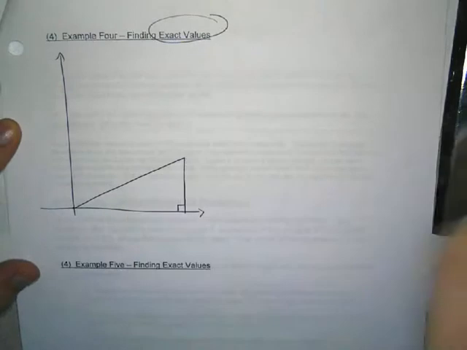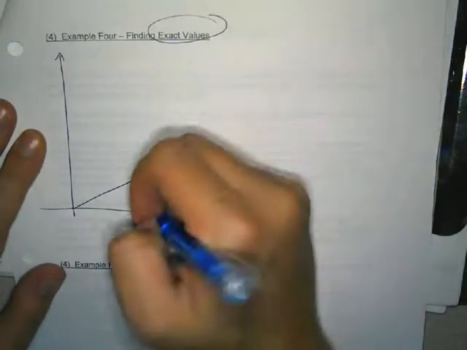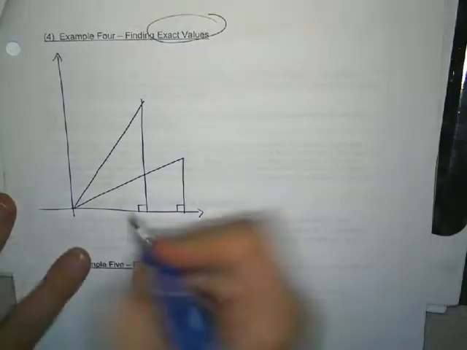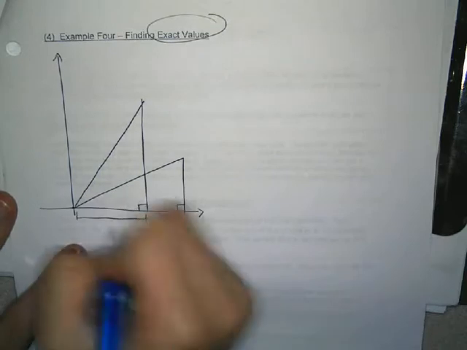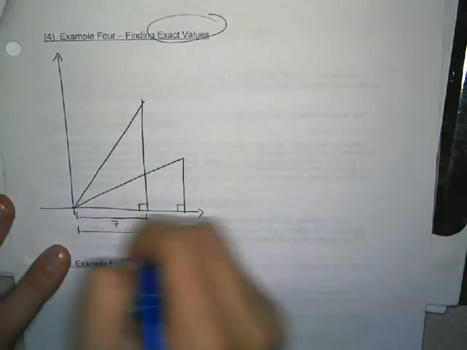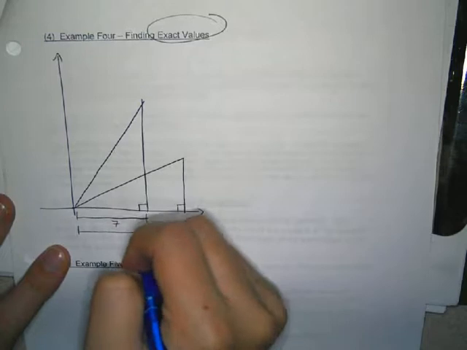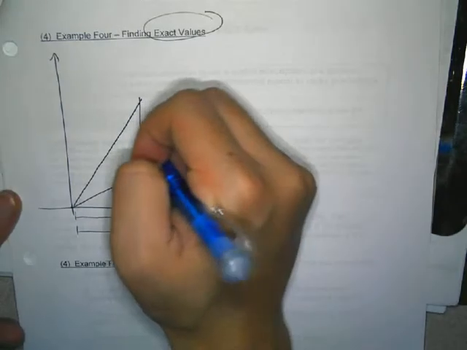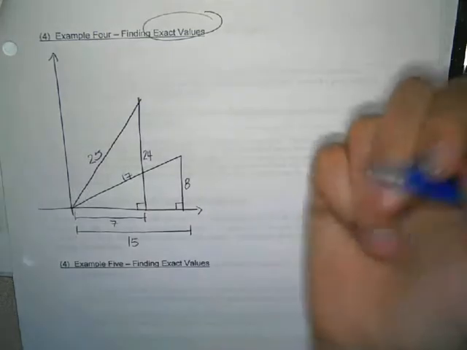I want you to draw that right triangle, and then draw another right triangle right there. And then we're going to mark some things about this right triangle. From here to here, it's going to be 7. From here to here, it's going to be 15. That's 8. This is 17. This side is 24. This side is 25. Okay.